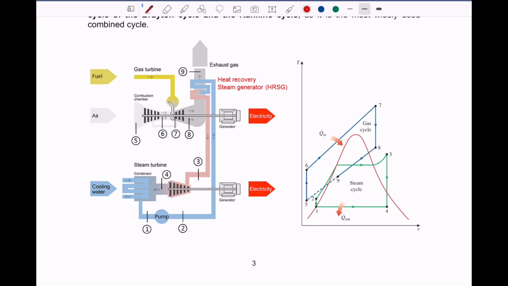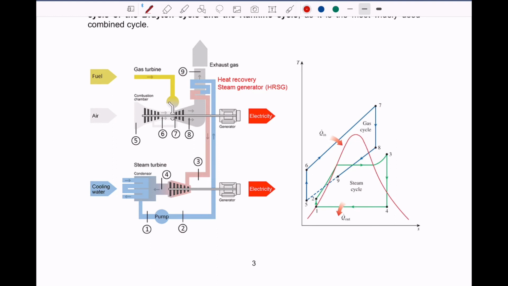Now I move to the lecture note, where I show you the TS diagram again. So we have now the Brayton cycle and the Rankine cycle together in the TS diagram. And basically what you have to remember is that all the analysis of the thermodynamic cycles for both the Brayton cycle and the Rankine cycle in this case still remain the same.